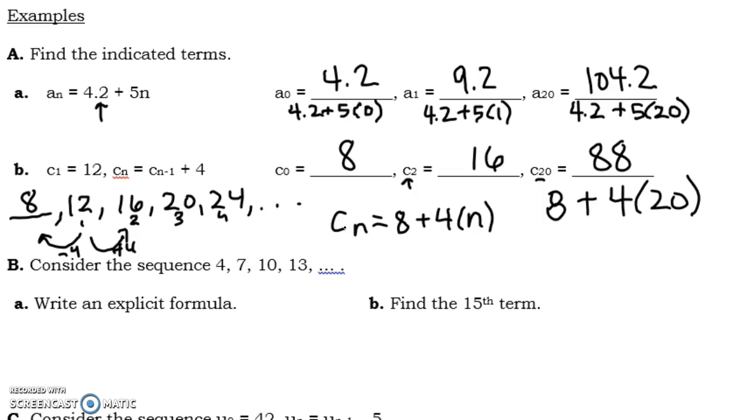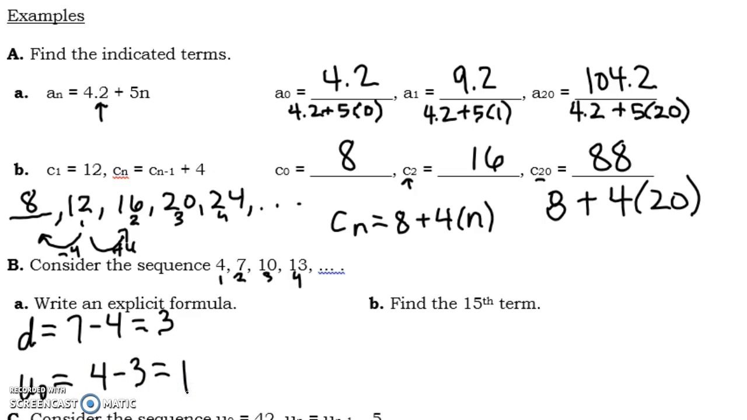Okay. Example B, consider the sequence 4, 7, 10, 13, etc. Write an explicit formula. So this is my first term, my second term, my third term, my fourth term. If I want to figure out what it's changing by, I can count, but if that's not super obvious, if we take the second number minus the first number, we know that it's going up by 3. So the 0 number would be the number in front of this 4 in this pattern. So if I do 4 minus 3, it tells me the number in front of the 4 is 1.